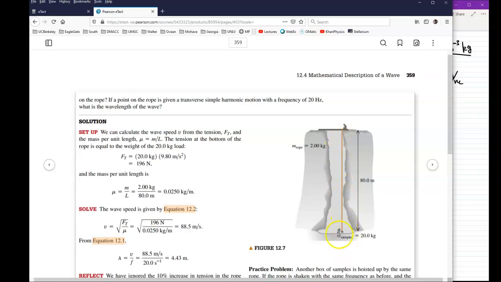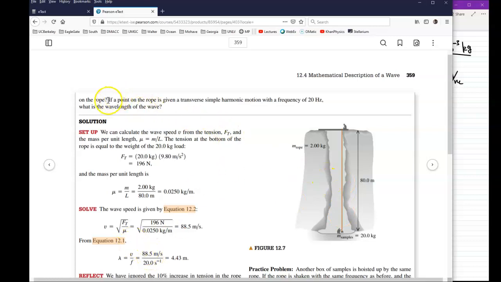Here is the rope, and then you got this geologist right here, and at the end here there is a box filled with minerals. So the rope is tight, if you will. The height, which is the length of the rope, is 80 meters. You see what I'm saying? And the mass of the rope is, looking at my unit, 2 kilograms. And he wants to know what is the speed of the wave and the wavelength as well.